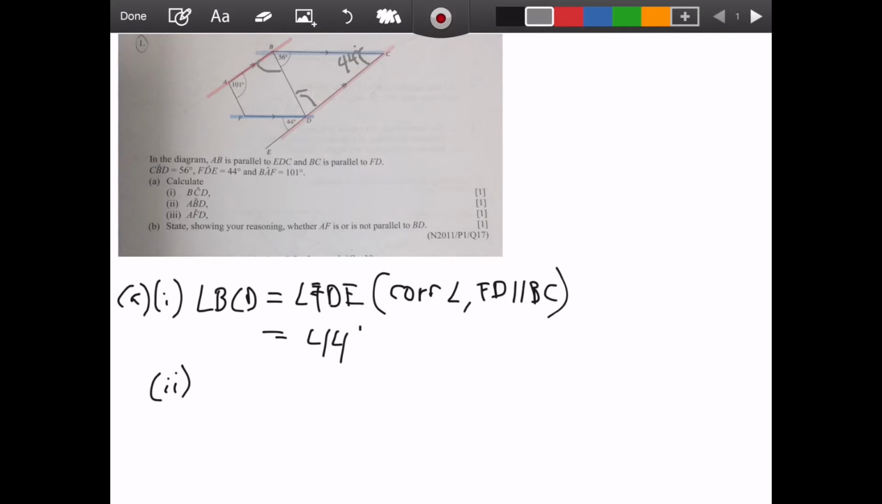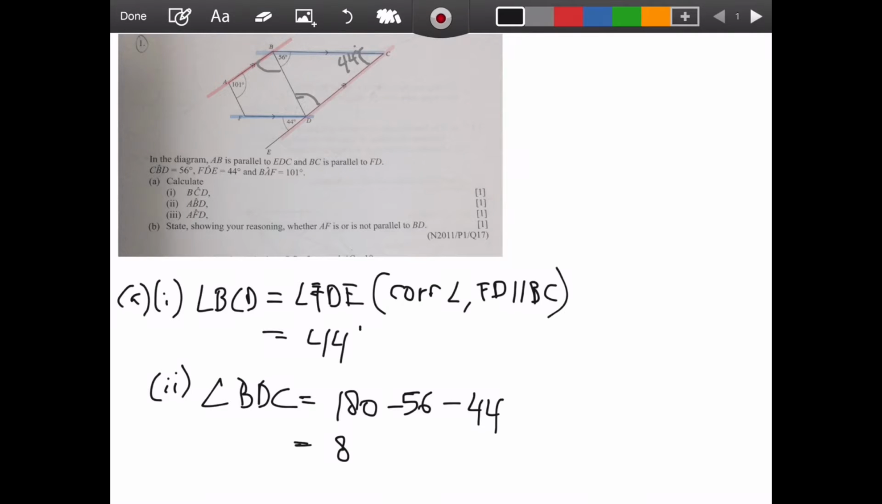And I'll tell you the reason. The reason is because this is an alternate angle. And the reason why you can call it an alternate angle is because the line AB is parallel to the line EDC. So let's find out what BDC is first. The angle BDC will be equal to 180 minus 56 minus 44. And what will that be equal to? 180 minus 56 minus 44 is equal to 80 degrees.